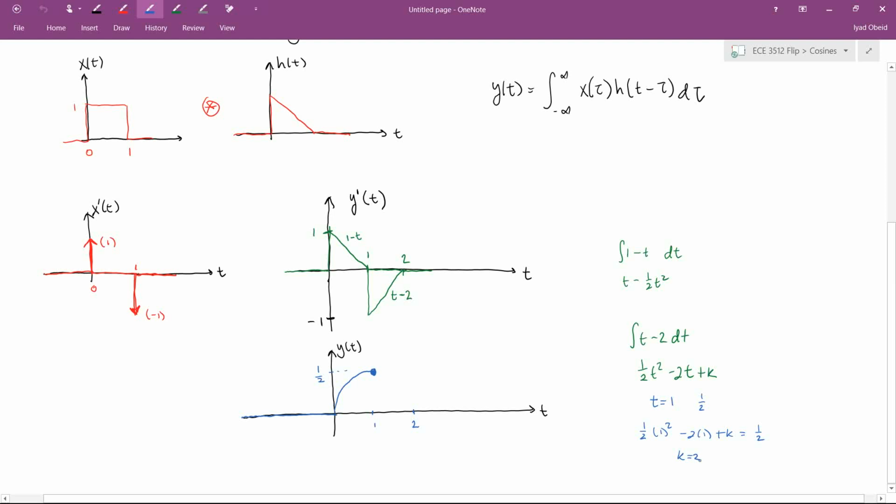Putting it all together, that is going to look like this. This line will have the equation t minus 1/2 t squared, and this line will have the equation 1/2 t squared minus 2t plus 2. And so there we are. We were able to get the convolution of x and h, but we did it in an indirect method. We started by working with the derivative of x. We were able to get that convolution by inspection, and then all we had to do was take its integral, and we're done.